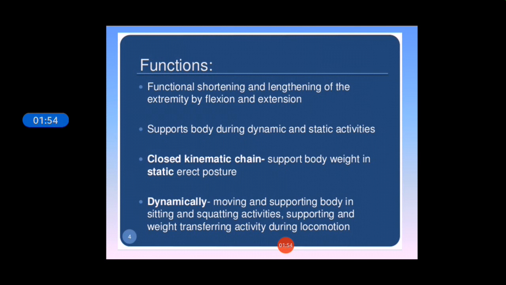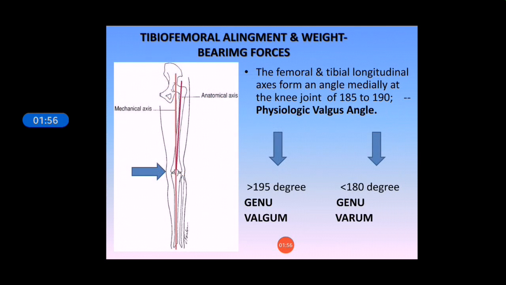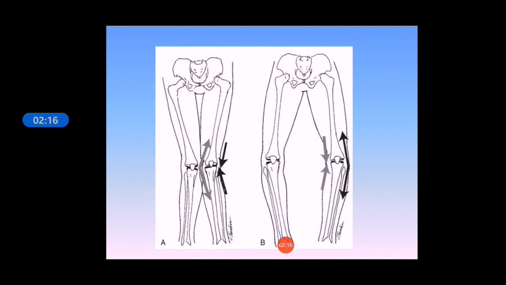Now let us see the structures present around the knee joint. Before that, let us see tibiofemoral alignment and weight-bearing forces. The femoral and tibial longitudinal axes form an angle medially at the knee joint of 185 to 190 degrees. If the angle increases to 195 degrees, it is genu valgum, and if it decreases to 180 degrees, we call it genu varum, as you can see in this diagram.